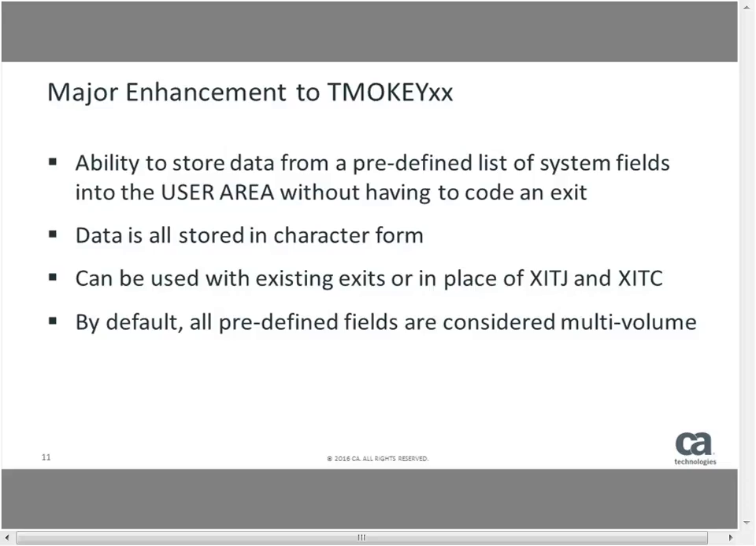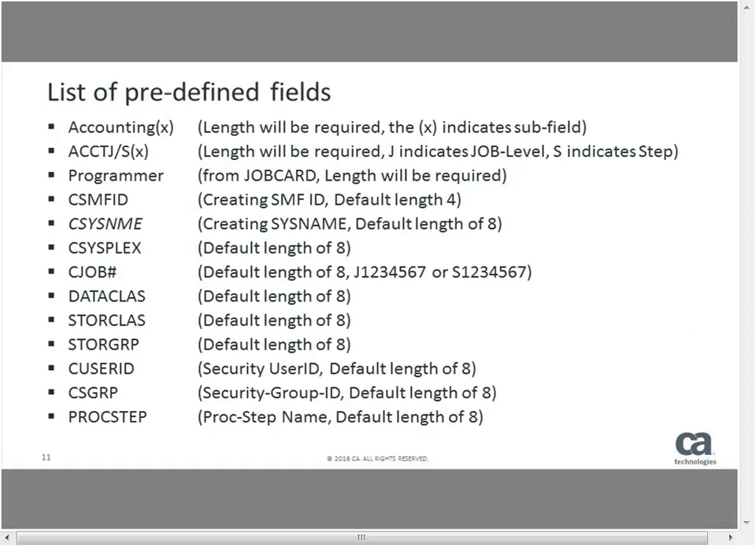So what we did was we came up with a predefined list of fields that could be stored into the user area at a specific offset location without having to code up the exit at all. The data, of course, is stored in character form. It can still be used in conjunction with exit J and C, but it can also be used to replace exit J and C. So the list of predefined fields, here they are.